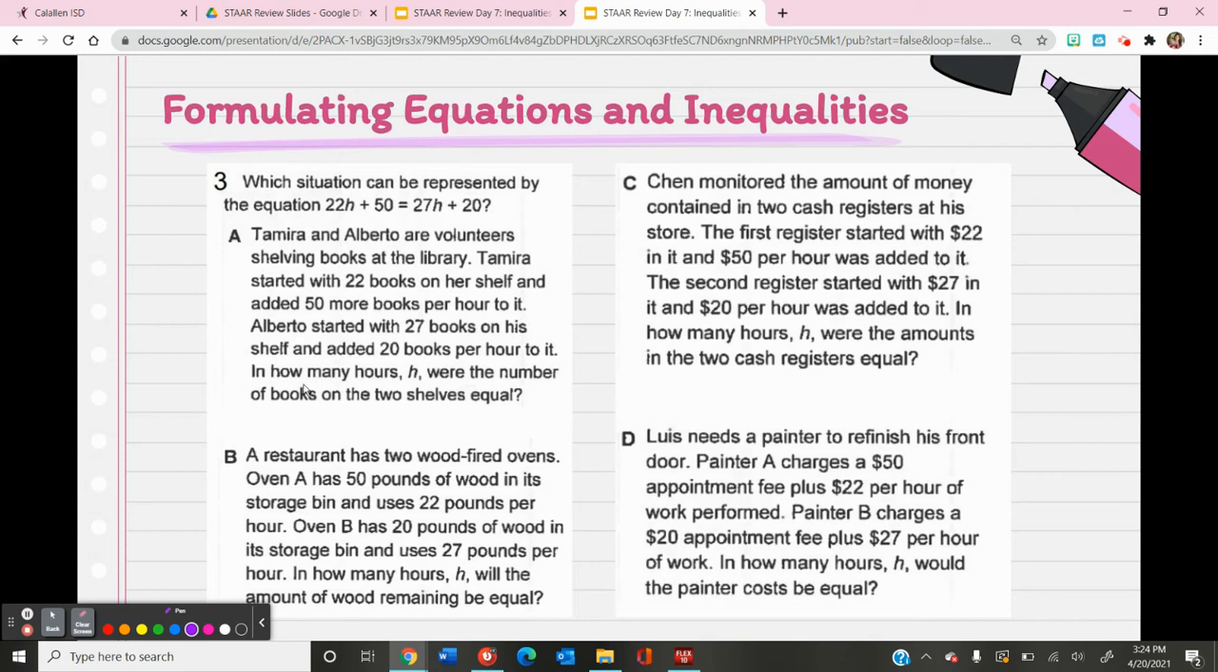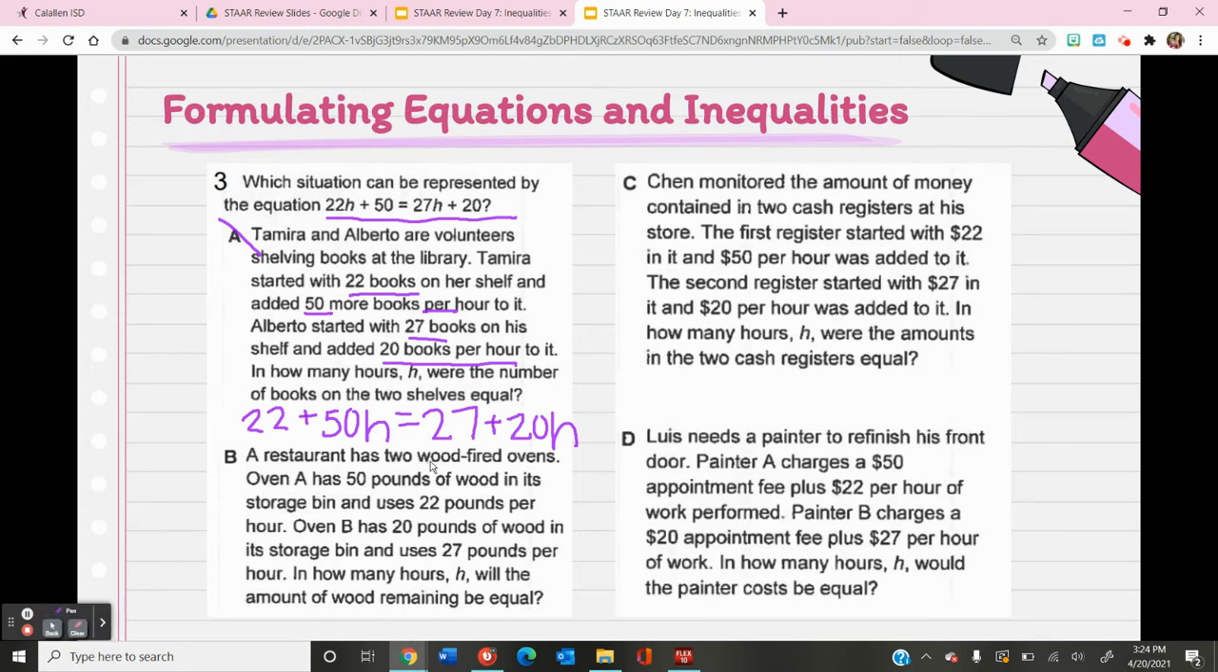So if I were to write this, starting with Tamara, it says that she starts off with 22 books. And she shelves 50 books per hour. She added 50 books per hour. So this word per indicates that 50 will get the X. In this case, it's going to be H. And this is equal to Alberto, who starts with 27 books and adds 20 books per hour. So 20X or 20H here. So looking at our equation here, this does not match.